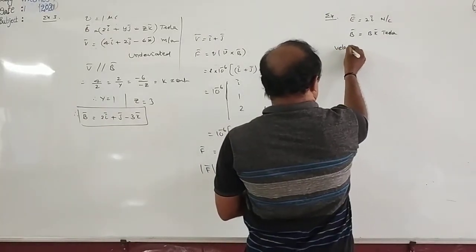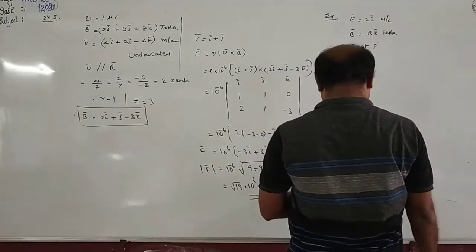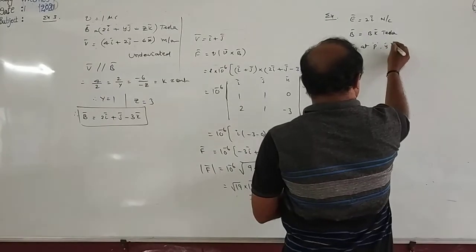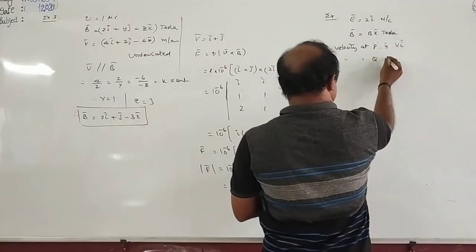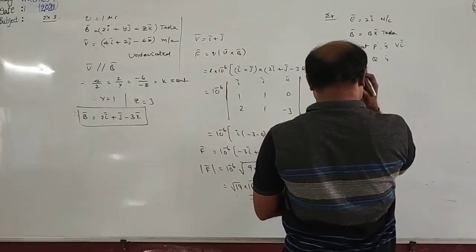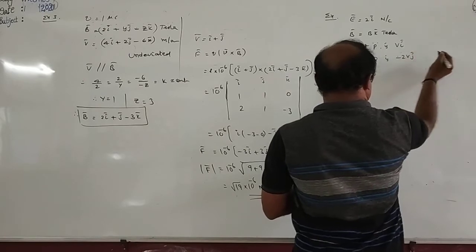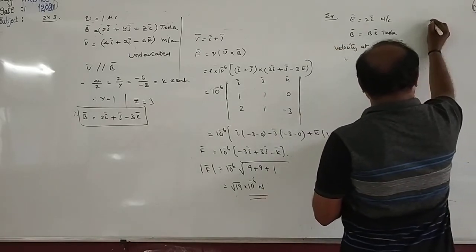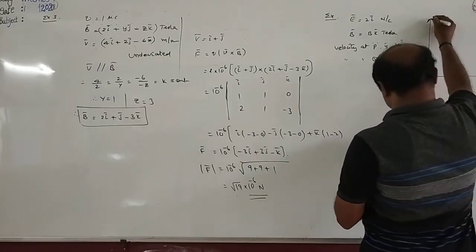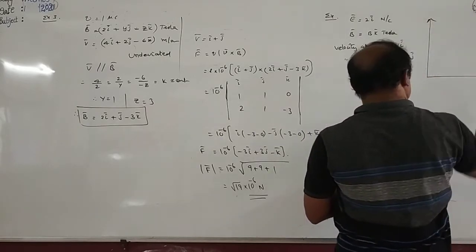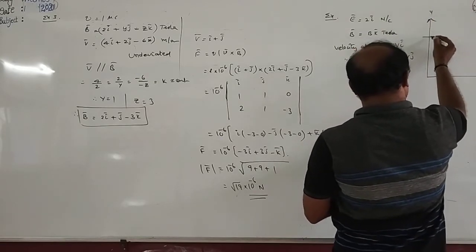Velocity at P is v i bar. Velocity at Q is minus 2v j bar. So the path is like that. This is the path, and this is in the xy plane. A charged particle enters like this.